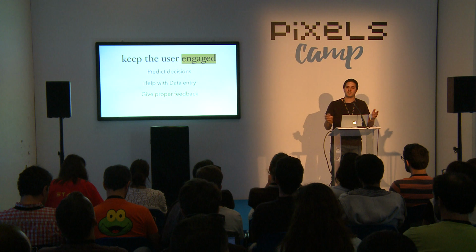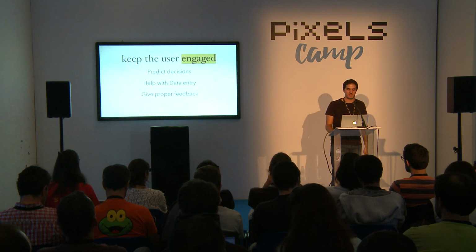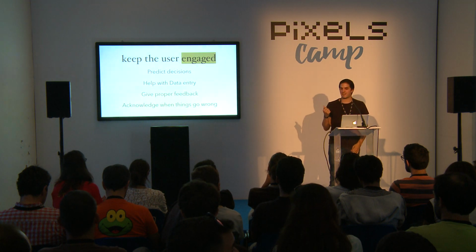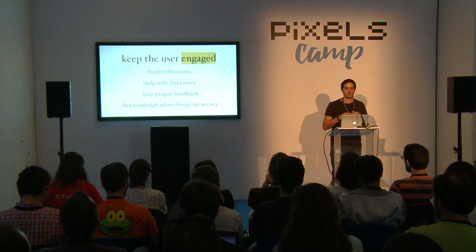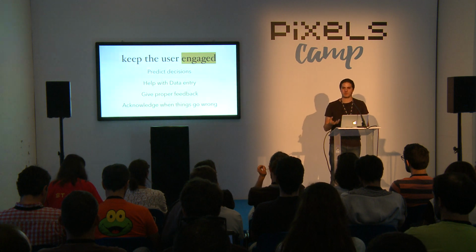Give proper feedback. The user must know at any point what is happening. Acknowledge when things go wrong. Forget your pride. Always show that something went wrong. The user will be appreciative of the way that you are trying to engage with them.